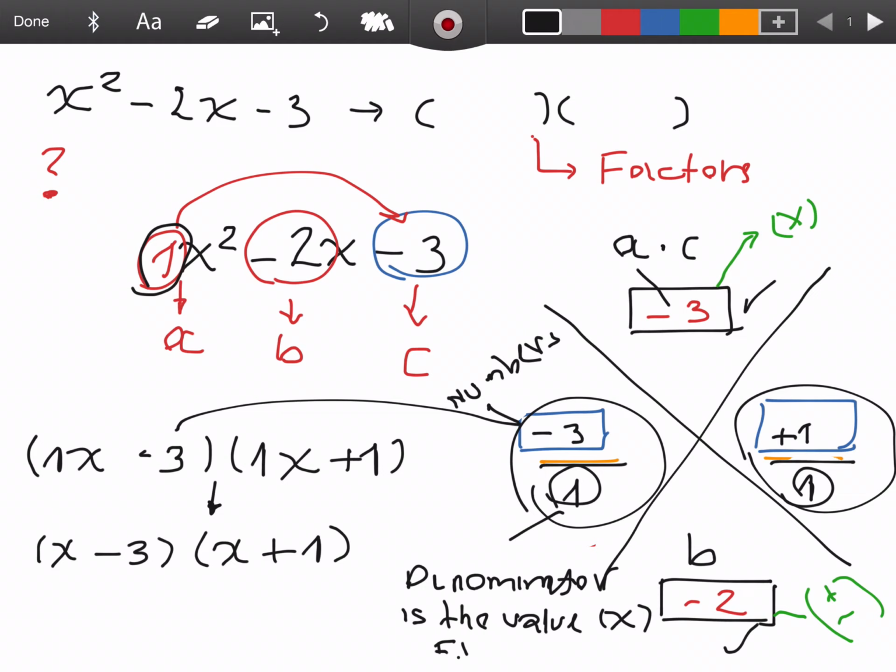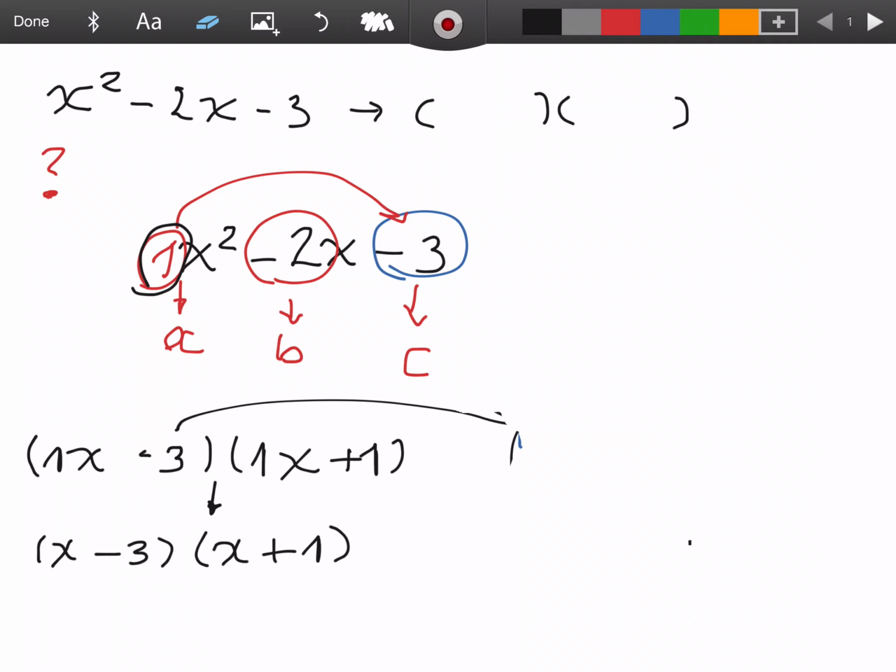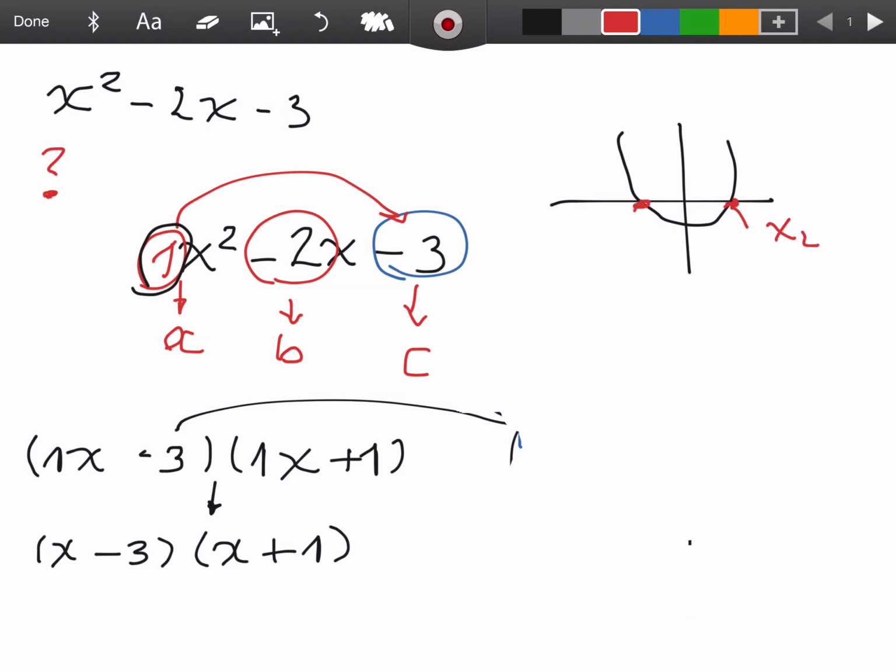Now, the final step is, after completing the brackets, we need to find the values for the x, because we don't have the values for the x. How to find the values for the x? Because as I told you before, we need to find the intersections. Again, we need to find the numbers we have here and here: x2 and x1. Why x2 and x1? Because we have two values for x.